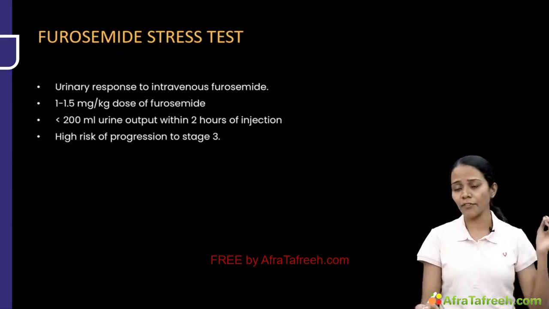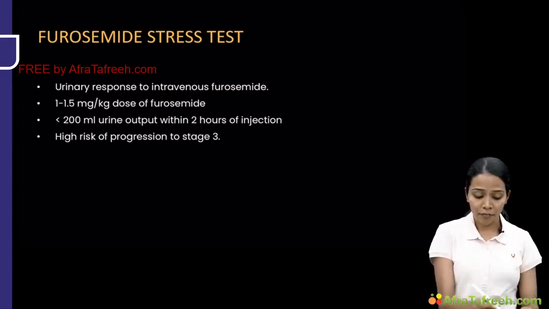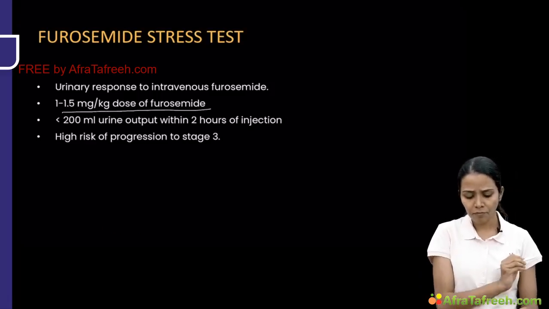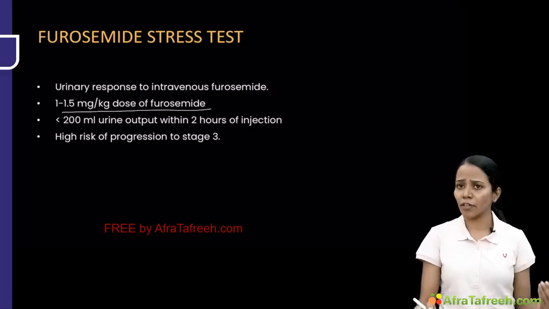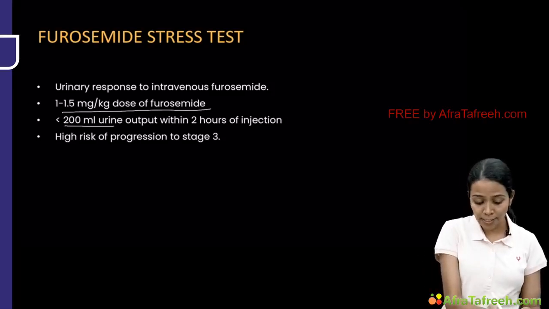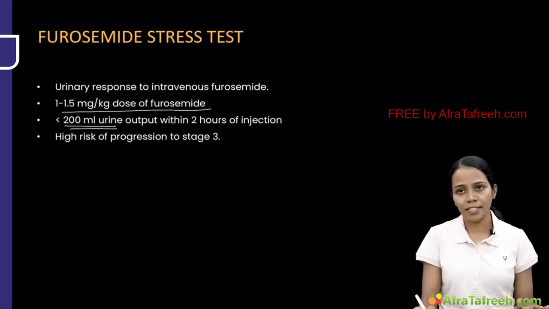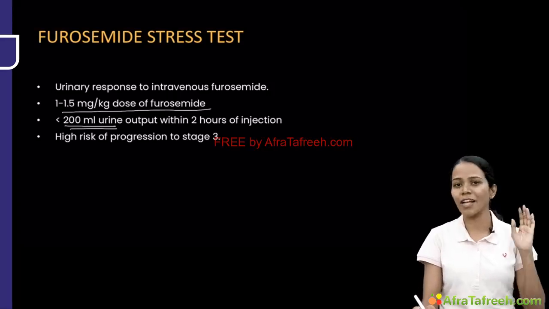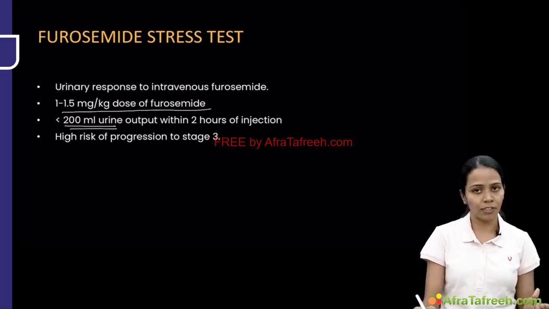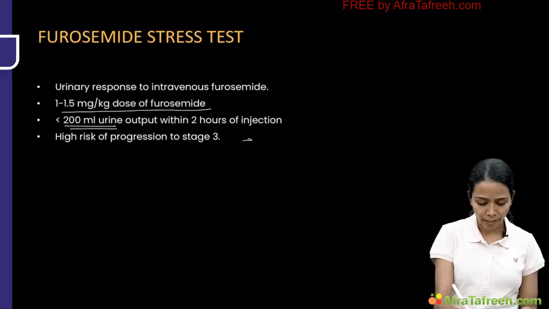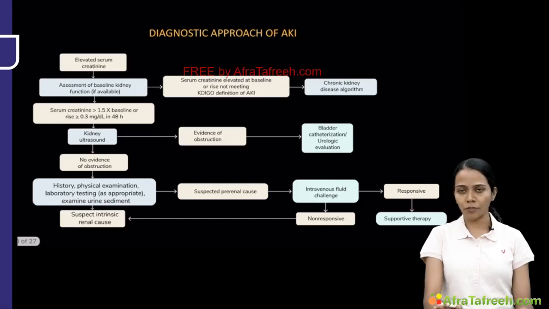If the patient is adequately hydrated, we give a 1 to 1.5 mg per kg dose of furosemide. That is, if it's a 60 kg patient, we give around 60 to 80 milligrams of furosemide. Then we wait for 2 hours. If the urine output is less than 200 ml, we say the stress test is negative. If it is more than 200 ml, the stress test is positive. That means the kidney is responsive and we can wait on dialysis. But if it's less than 200 ml, then this patient has a high risk of progression to stage 3 and may require dialysis. So, this is about the furosemide stress test.